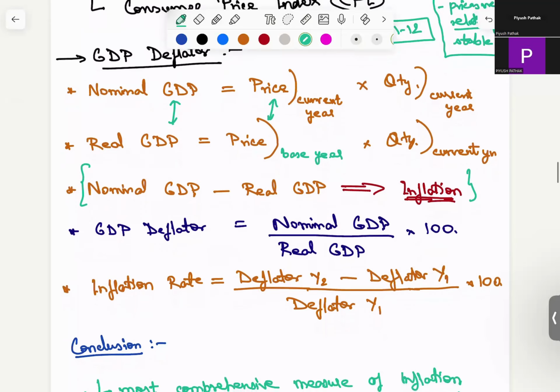How to measure the inflation? For that, we have the GDP deflator. And what that is, it is nominal GDP upon real GDP into 100. So basically, it tells us by what percentage, or by what factor, the real GDP, which is GDP after removing the effects of inflation, has changed the nominal, inflated picture.